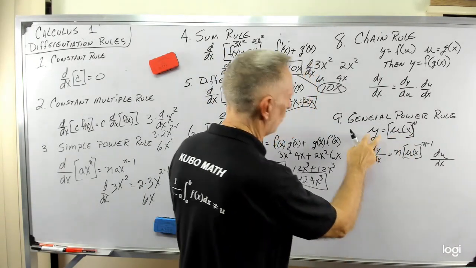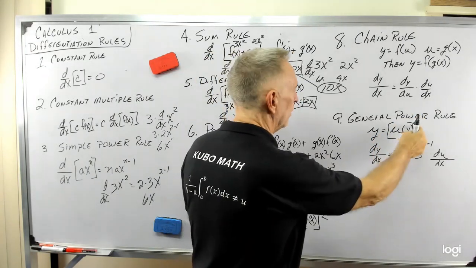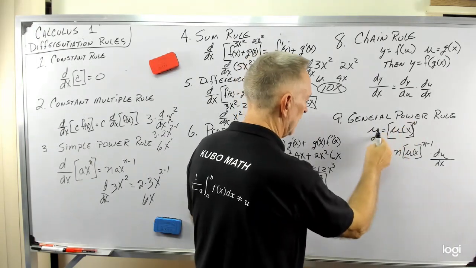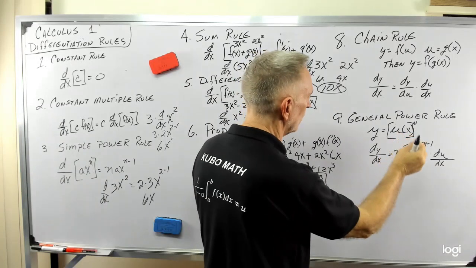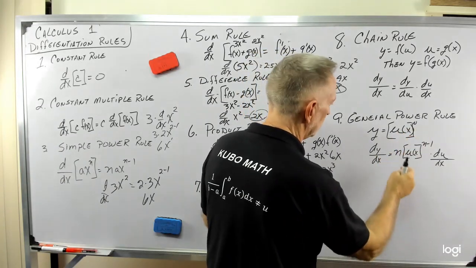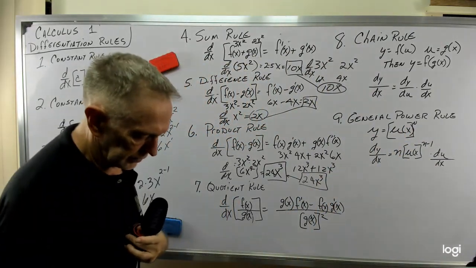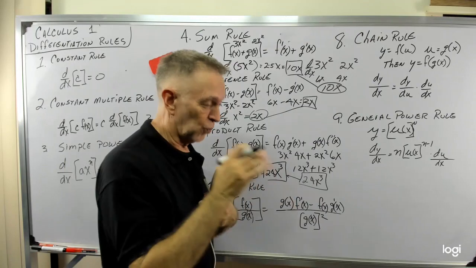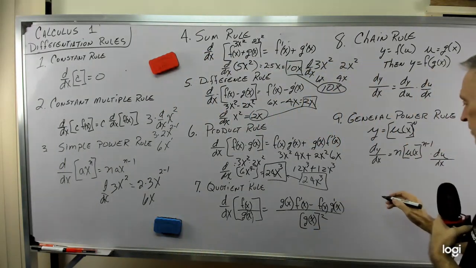So if I have y equals u of x raised to the n, now if I'm taking the derivative of y with respect to x, it's n times what's in the parentheses to the n minus 1 times the derivative of what is inside of the parentheses. The best way to handle this is work a problem, I think. It becomes easier to see.